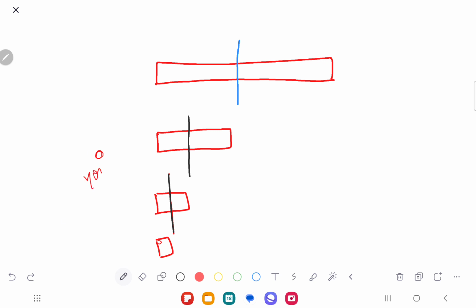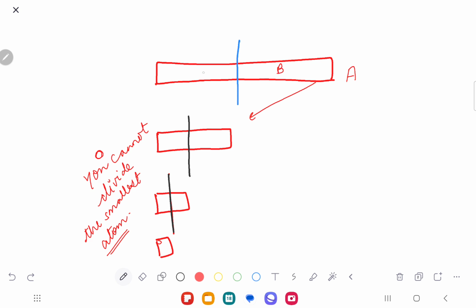And you cannot divide the smallest atom. Are you understanding? So you had a bar A, you divide it into half. So you get two B bars. You have a bar B, you divide it into two C halves. You have a bar C, you again divide it into two D halves. And you keep dividing it into half and half.